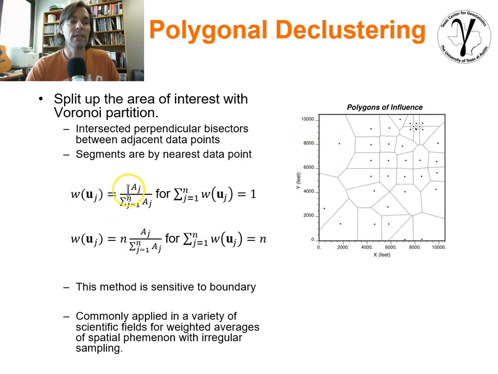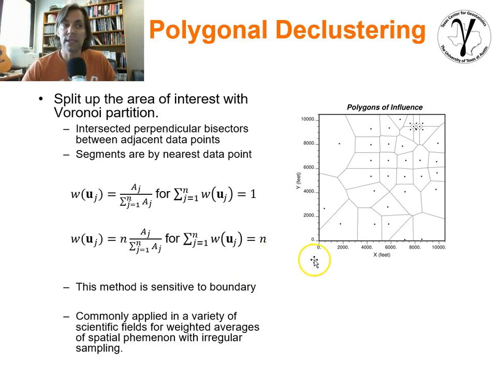Then we divide it by the total area in the area of interest. If we do that, we'll now get a set of weights that will sum to 1. You might not like that, not a big deal. Multiply the area associated to the datum divided by the total area by n, and now we'll get a weight that has a nominal weight of 1 and sums to n.